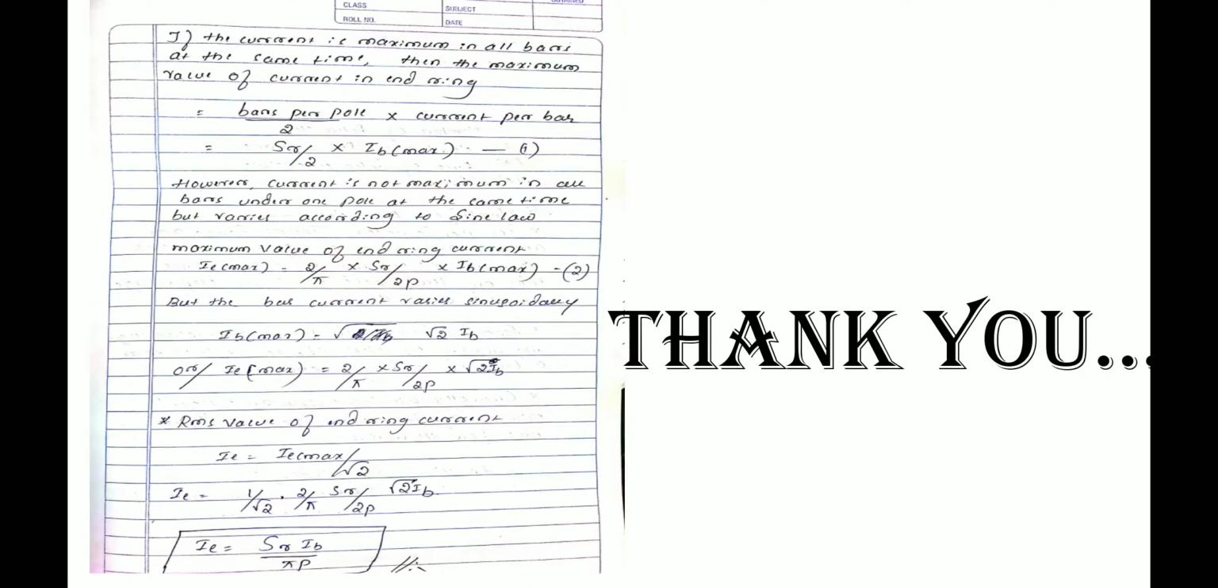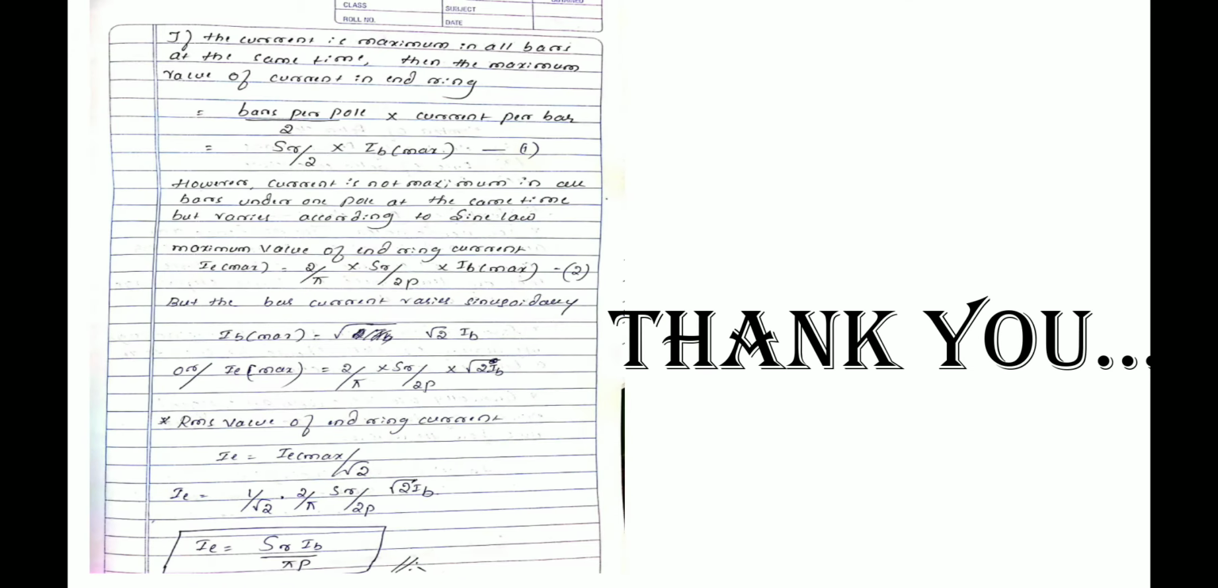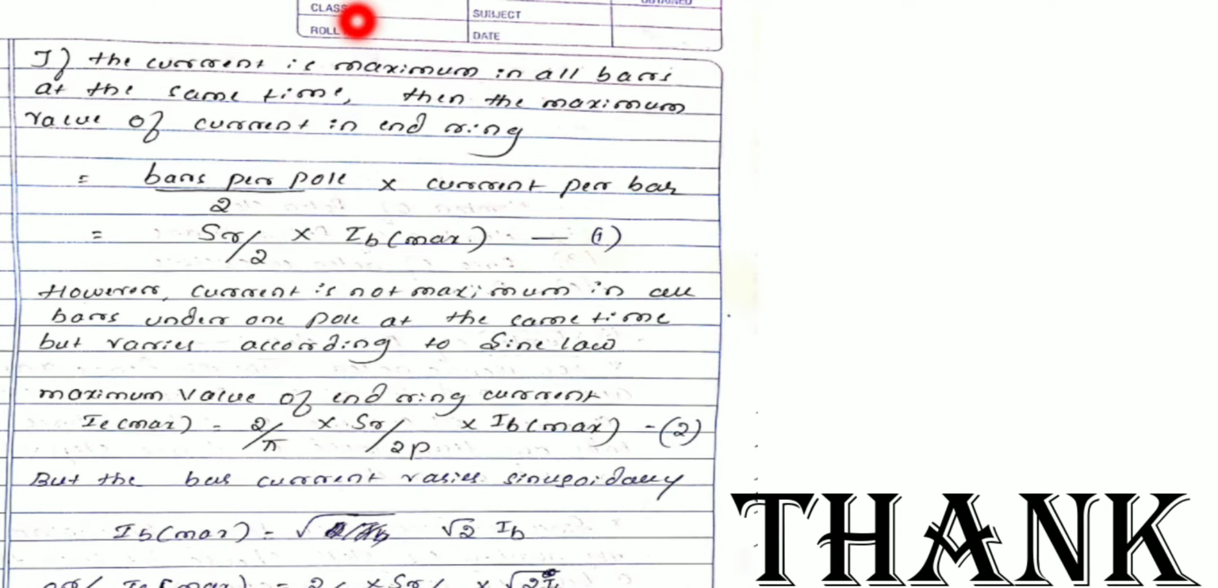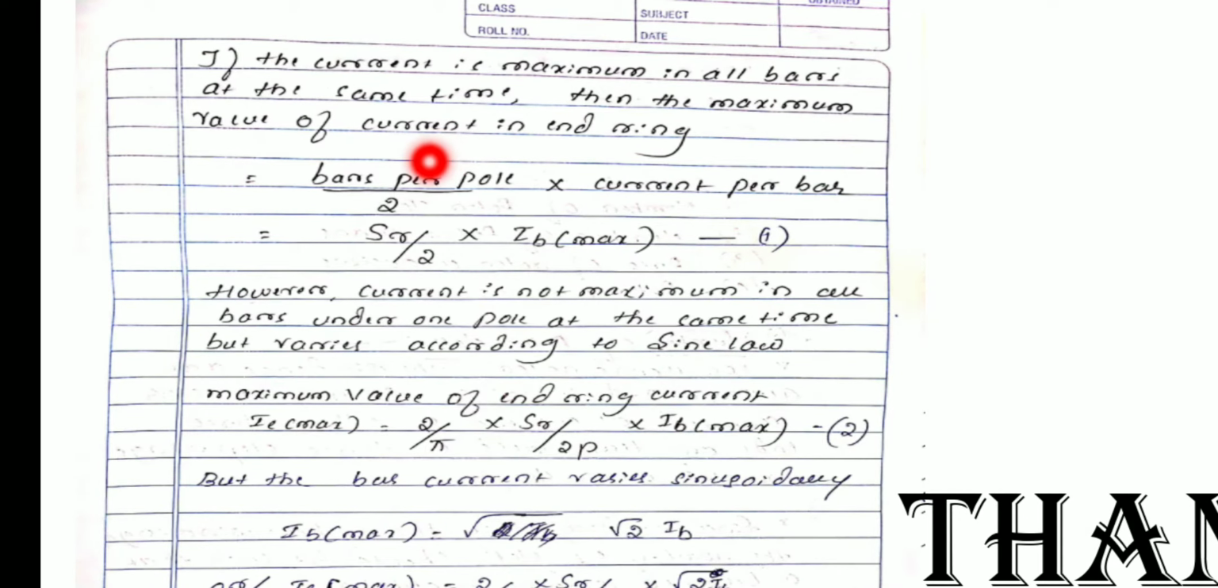See here, we'll zoom in. The maximum amount of current flowing in the rotor bars is represented by I B max here. Suppose the current is maximum in all bars at the same time, which is the first case I am considering here. If the current is maximum in all the rotor bars, then how do we take the maximum value of the current in the end ring? How will we represent the current in the end ring?